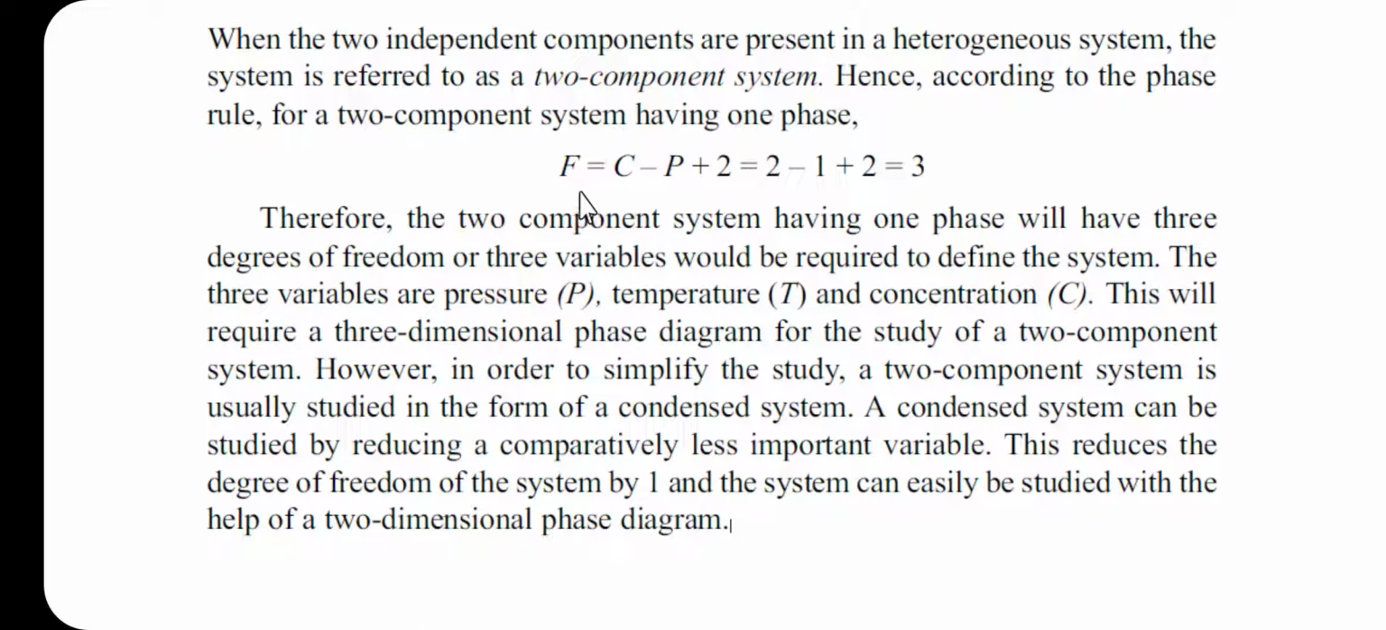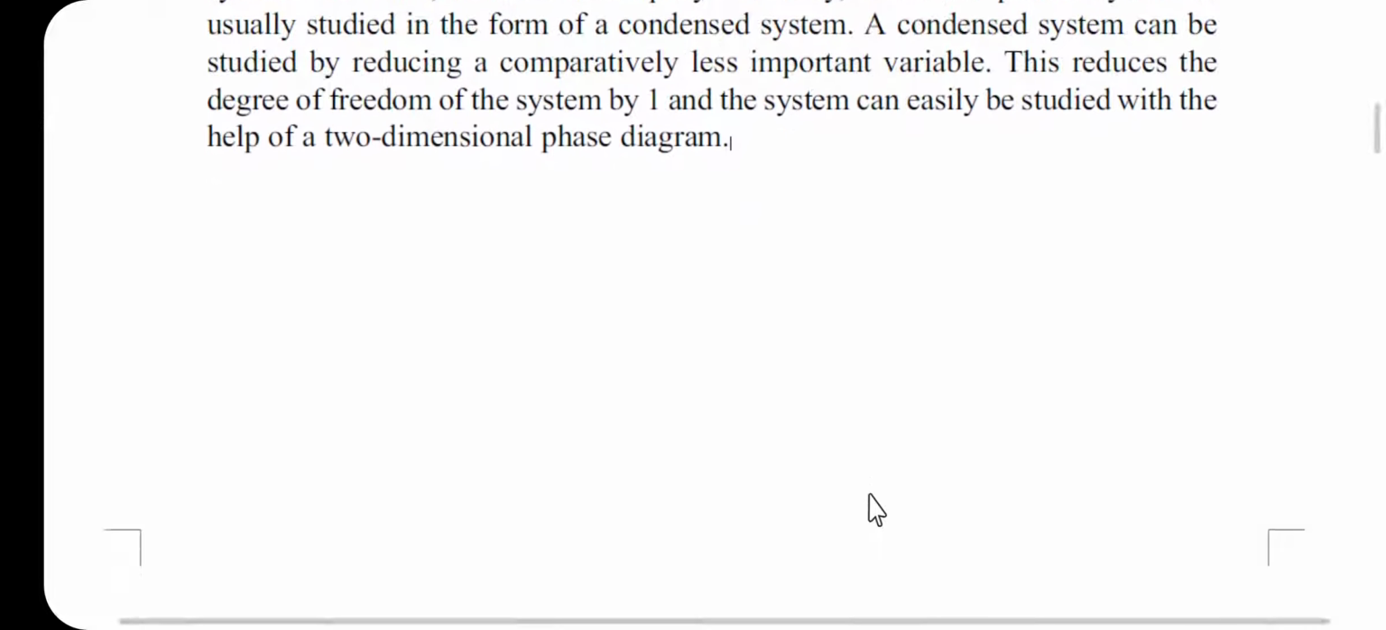If the degree of freedom F is equal to 3 in case of the two component system, the variables are pressure, temperature and concentration. Here we require a 3-dimensional phase diagram, and it is not possible to study a 3-dimensional phase diagram. So a condensed system can be studied by reducing a comparatively less important variable, and this reduces the degree of freedom of the system by 1, and the system can be easily studied with the help of a two-dimensional phase diagram.